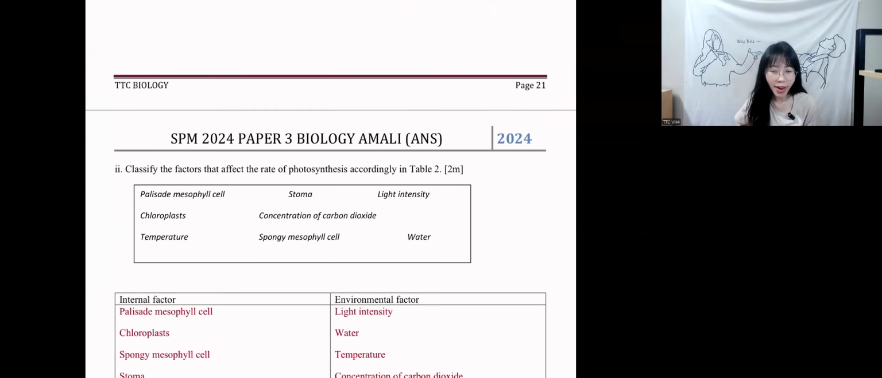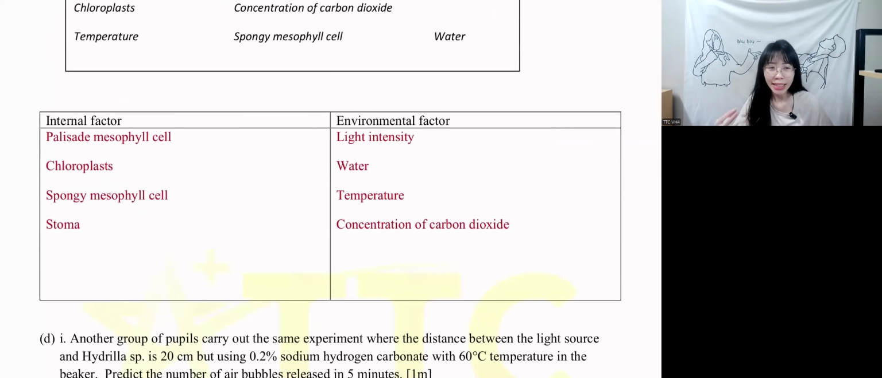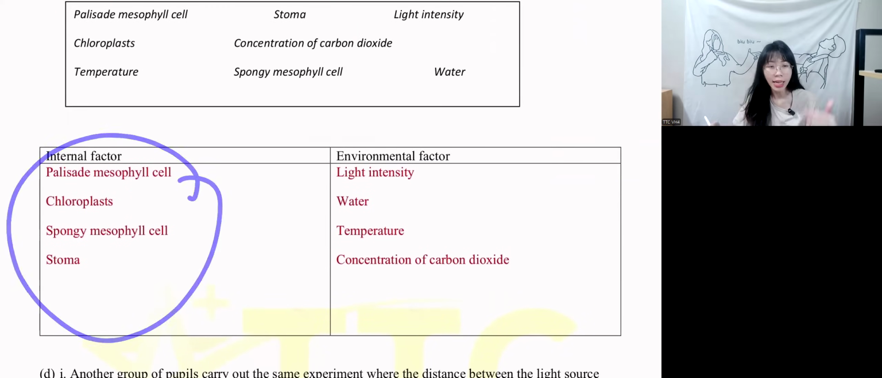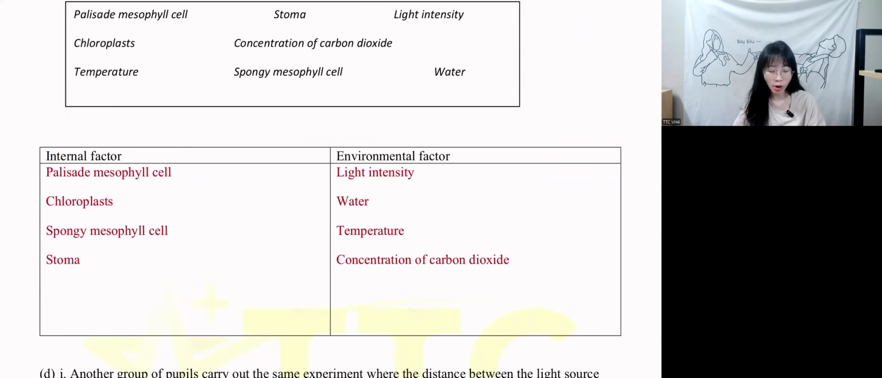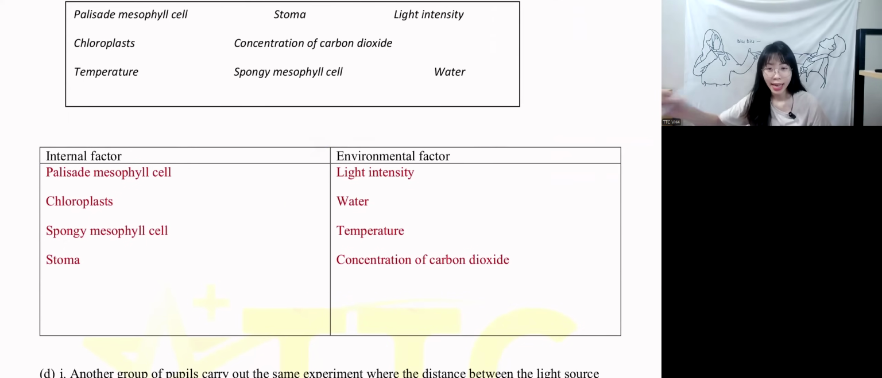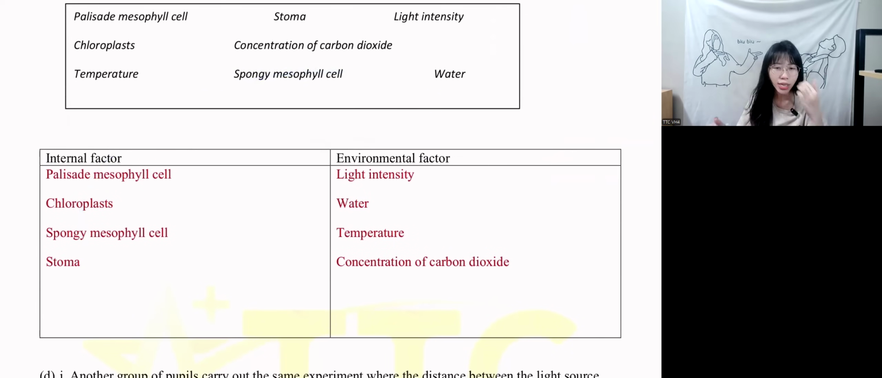Okay, next, classify the factors that affect the rate of photosynthesis accordingly. We have internal factors and environmental factors. Internal means it's in the plant. So in the plant, we have what? The answer is given to you also. Palisade mesophyll cells are in the plant. Chloroplast is in the plant. Spongy mesophyll cells are in the plant. Stoma is in the plant. The other is the outside factor. Environmental factors are outside factors. Classify is one of the questions. In the entire Paper 3, we only have 11 types of questions that you will see in your exam.